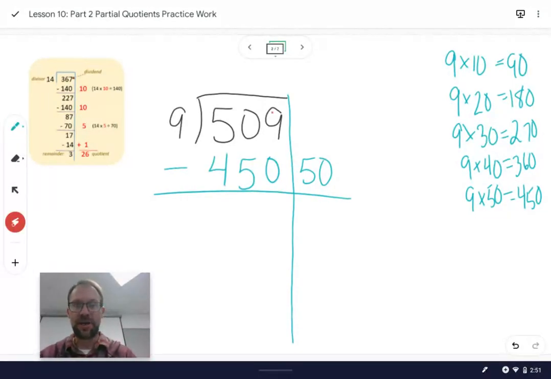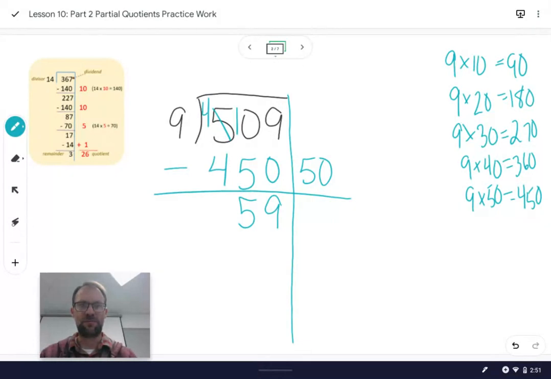And here we go. 9 minus 0 is 9. We've already done this, haven't we? I think we have. 0 minus 5. Can't do it. So let's go ahead and trade. Take one of those, put it right there. Now we have 10 minus 5. That's 5. And then 4 minus 4 is 0. So 59. There we are.